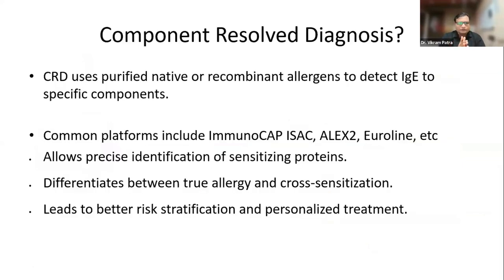So component-resolved diagnosis uses purified native or recombinant allergens to detect Ig to specific components. Whatever components are specific to the given allergen source, CRD detects those. The common platforms include ImmunoCAP, ISAC, LX2, Euroline, etc. They can be singleplex and multiplex. They allow precise identification of sensitizing proteins, and thus differentiate between true allergy and cross-sensitization. It leads to better risk stratification and personalized treatment.